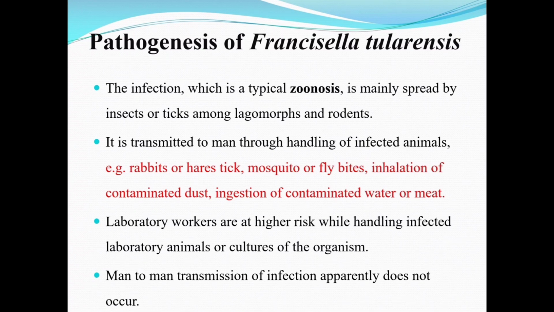Pathogenesis of Francisella tularensis. The infection, which is a typical zoonotic disease, is mainly spread by insects or ticks among lagomorphs and rodents. It is transmitted to man through handling of infected animals, for example rabbits, or through ticks, mosquito or fly bites, inhalation of contaminated dust, and ingestion of contaminated water or meat. Laboratory workers are at higher risk while handling infected laboratory animals or cultures of the organisms. Man-to-man transmission of infection apparently does not occur. This disease is not transmitted from man to man.